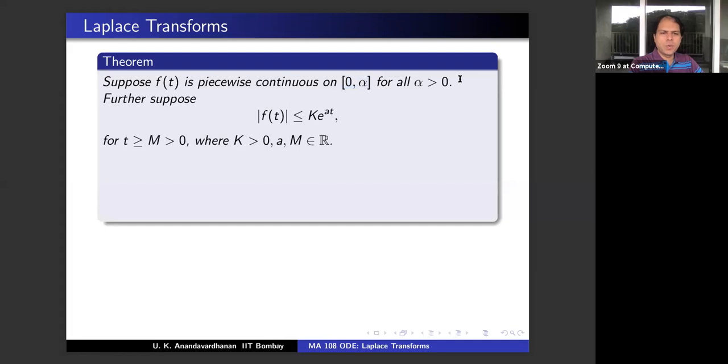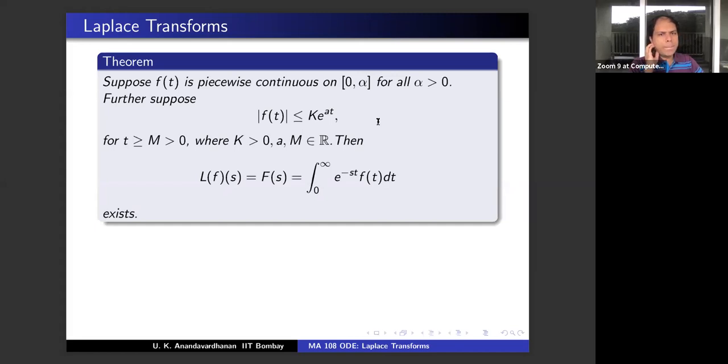And further, suppose it is of exponential order. This is just the definition of exponential order, right? |f(t)| is less than or equal to K e^(at) beyond a stage M, for some constant K and some constant a. Okay, so this is true. And now what should be my claim? My claim is that the integral converges, that is, the Laplace transform exists.